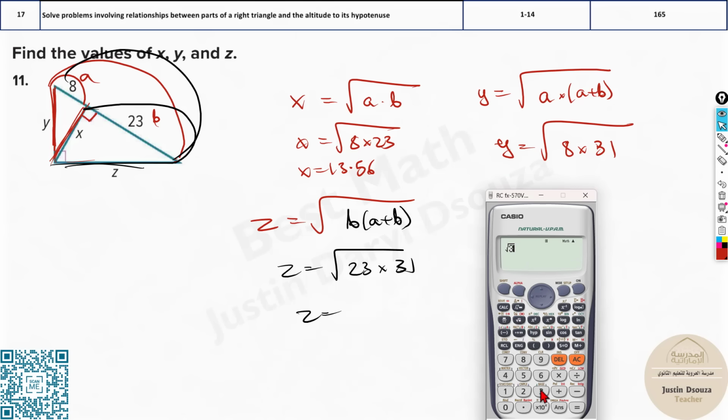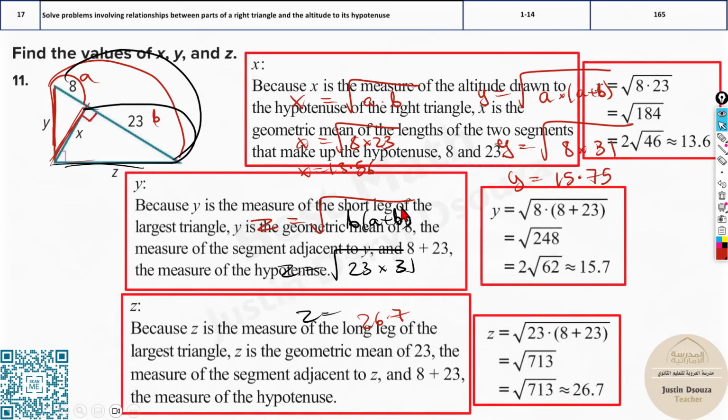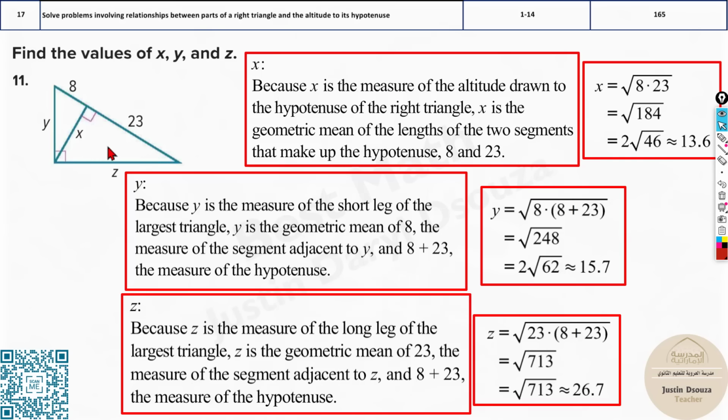Over here I'll write 31 first times 8, because then I can just edit this 8 to 23. And over here we have 2 square root 62 and this is y equals 15.75. And lastly, what have we got over here? 31 times 23 here. That is the answer. 26.70. So it's just 26.7. So these are the answers. See, it's 26.7, 13.6, and 15.75, which I've written. That's fine. No need of writing all that. Directly you can find the values.